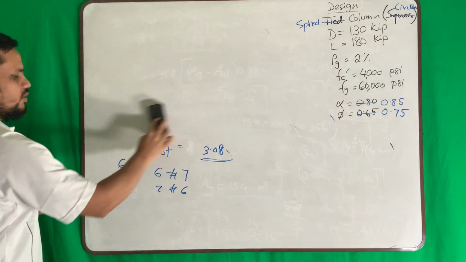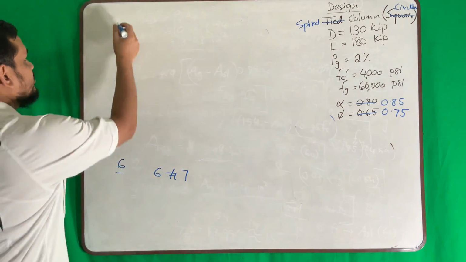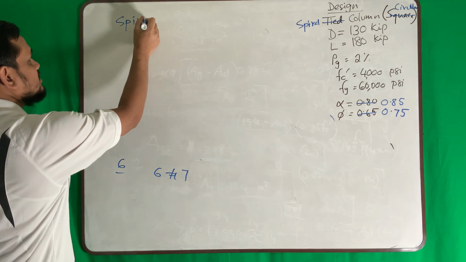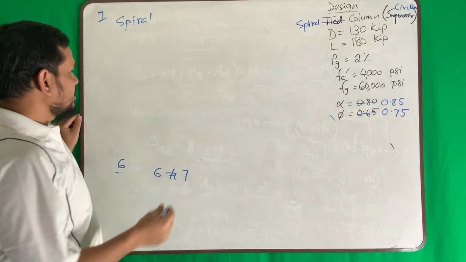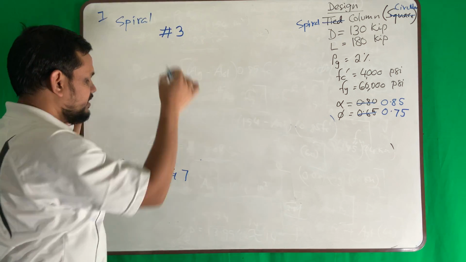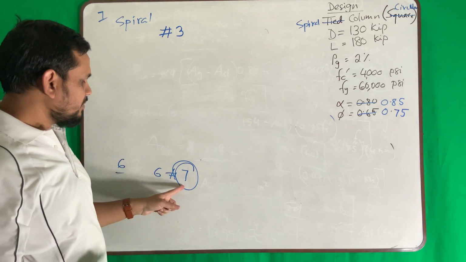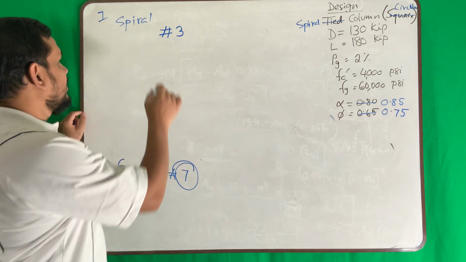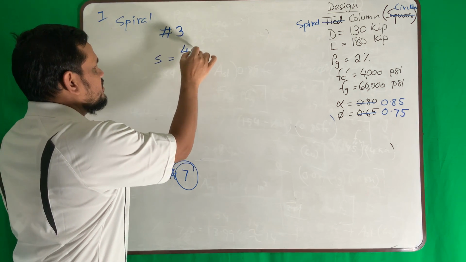Okay, so in our next step, we say we are choosing this one. Next step, we have to design the spiral. Say number 7. What is the step? So which spiral we will use? We will use number 3. Why number 3? Our main reinforcement is number 7. Up to number 10, we will use number 3. Then what is the spacing? You know that spacing equation is this.